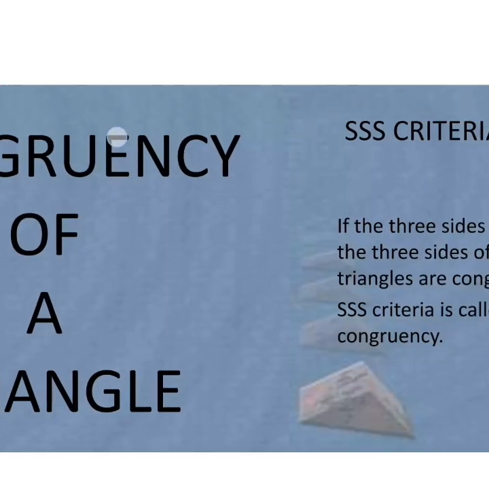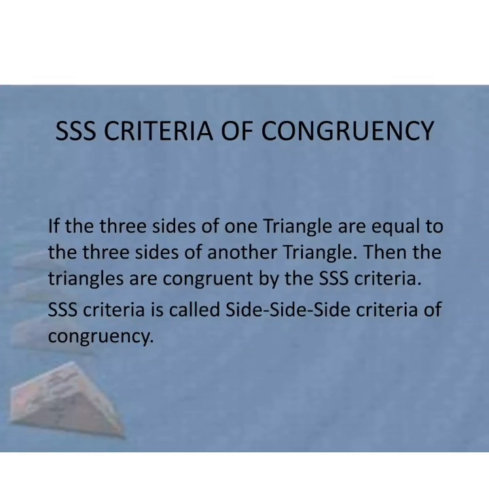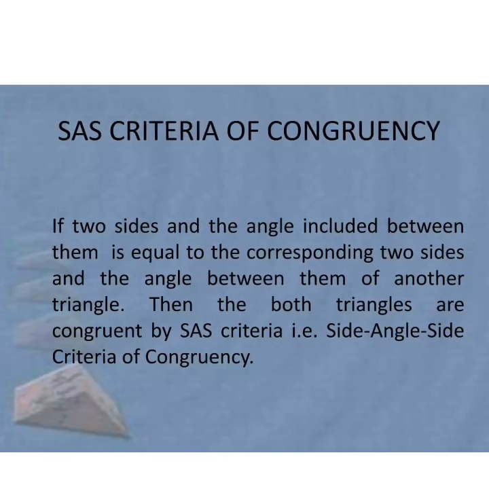Congruency of a triangle. SSS criteria of congruency. Now there are 5 to 6 congruencies of triangle. First is SSS, ASA, SAS, AAA, and hypotenuse side test, and one more AAA test. So SSS criteria of congruency. If the three sides of one triangle are equal to the three sides of another triangle, then the triangles are congruent by the SSS test. SSS criteria is called side criteria of congruency.